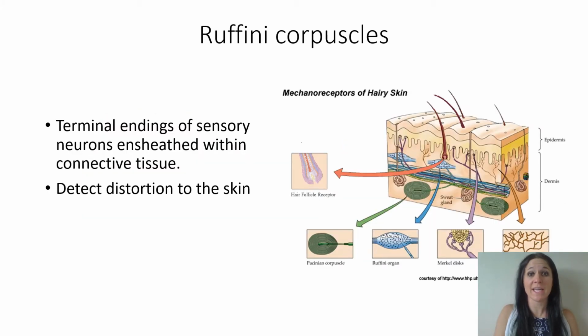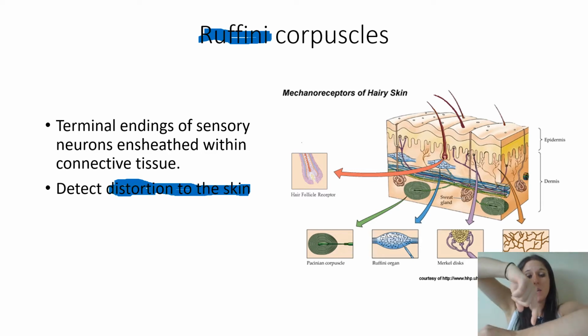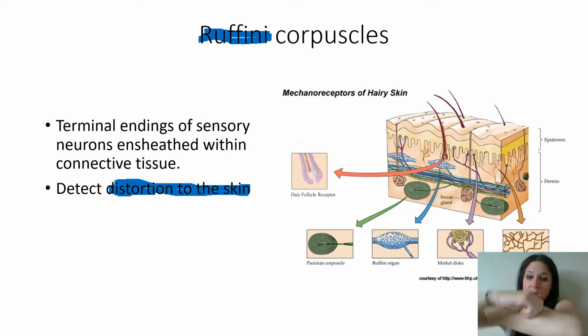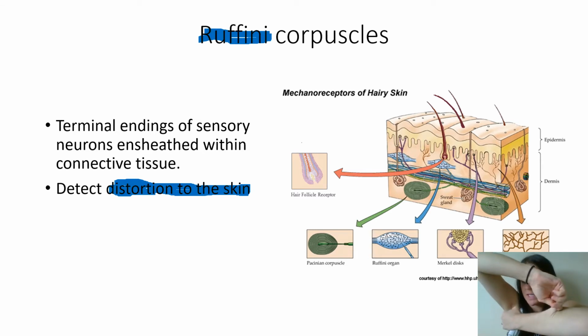Our third encapsulated receptor is the Ruffini corpuscle. Okay, and Ruffini corpuscle is going to detect distortion to the skin. Okay, so different to distortion of the hair, right? Because we can not even make contact with the skin and have distortion of the hair. Ruffini corpuscle, if we, right, move the skin or displace the skin, the Ruffini corpuscle is going to sense or detect that sensation.